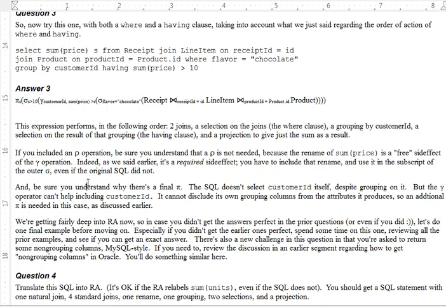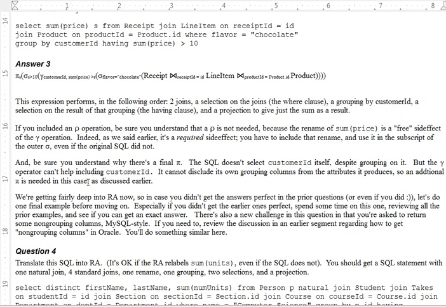And we're getting fairly deep into RA now, so in case you didn't get the answers perfect in the prior questions, or even if you did, let's do one final example before moving on. Especially if you didn't get the earlier ones perfect. Spend some time on this one, reviewing all the prior examples, and see if you can get an exact answer.